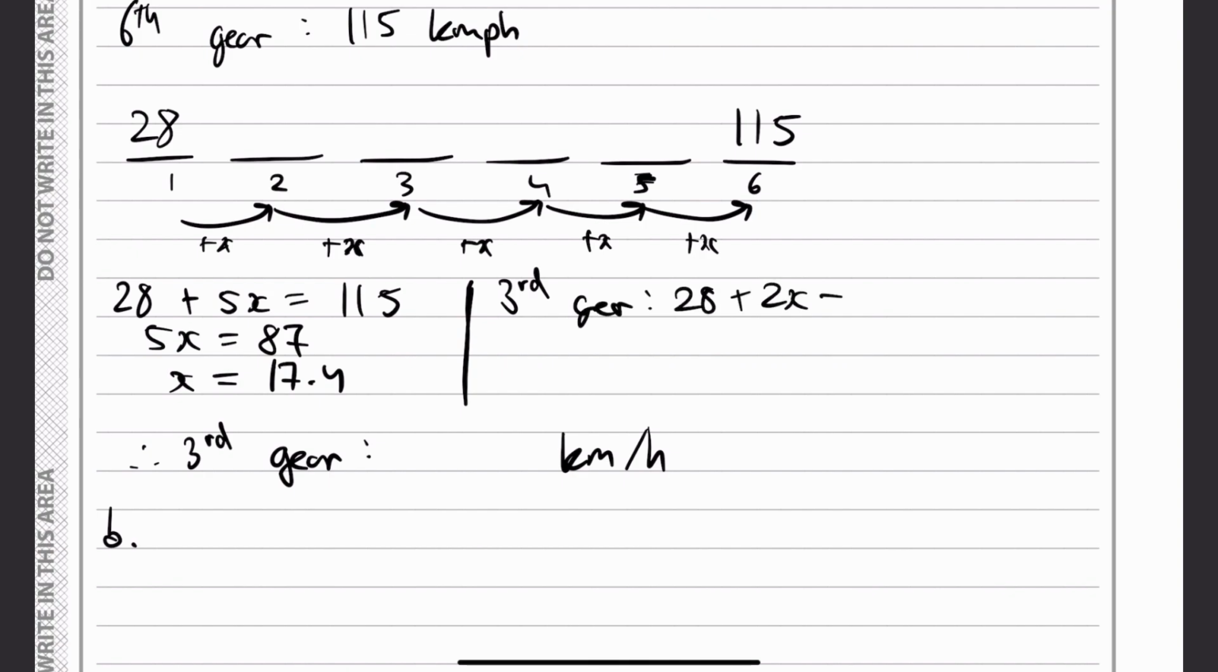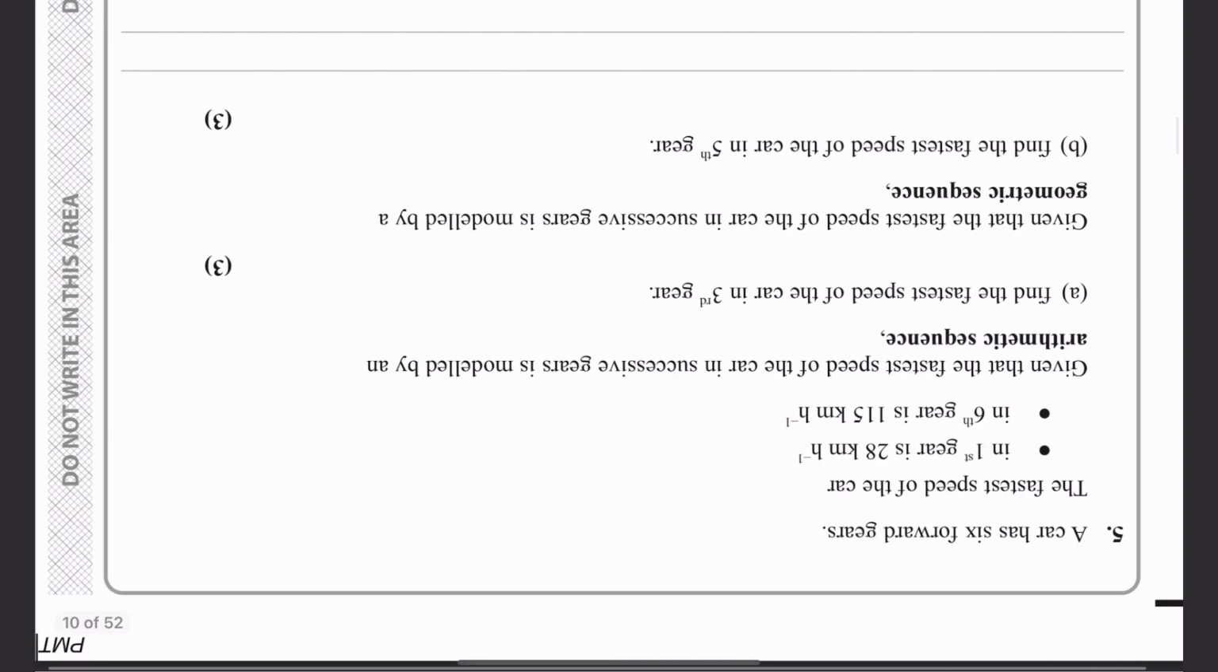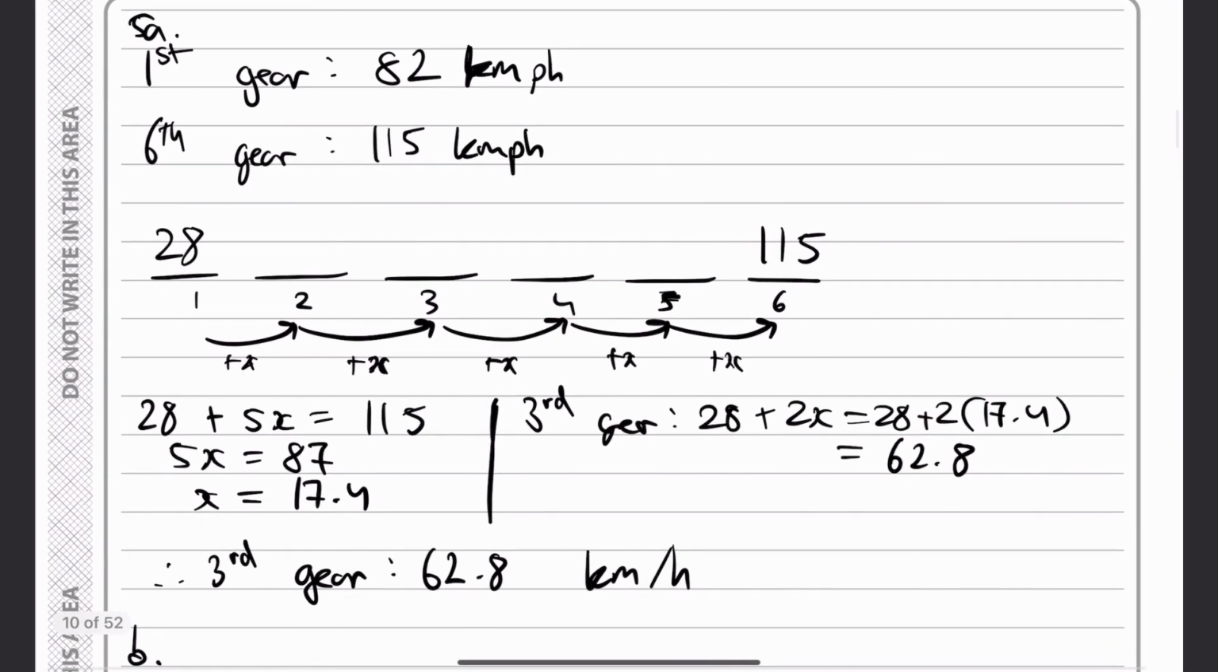Okay, so small hiccup again, but now basically third gear is just going to be 28 plus 2x, which is 28 plus 2 times that, which should just be 28 plus 2 times 17.4, 62.8. Okay, there we go. Let's make sure I got that right. 28, 115. Okay, I think that's right. 28, answer plus 17.4.